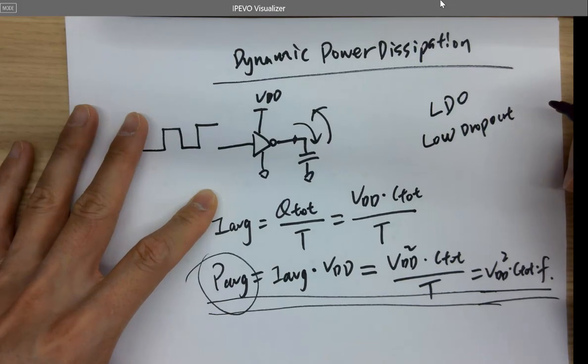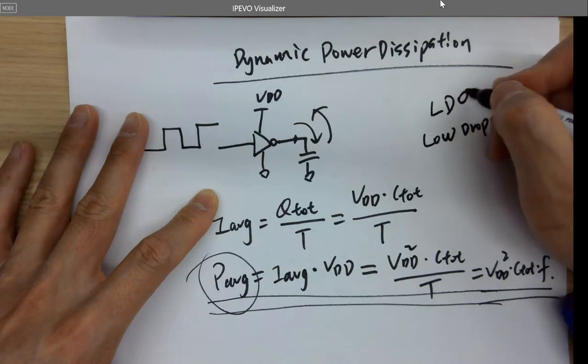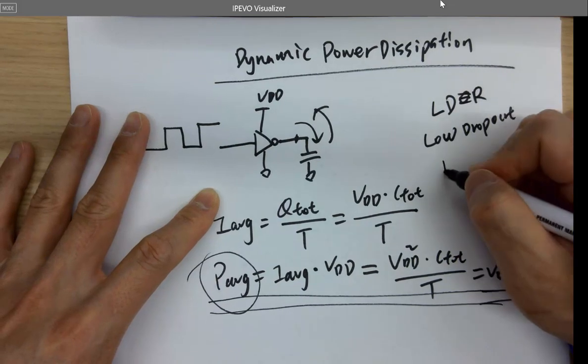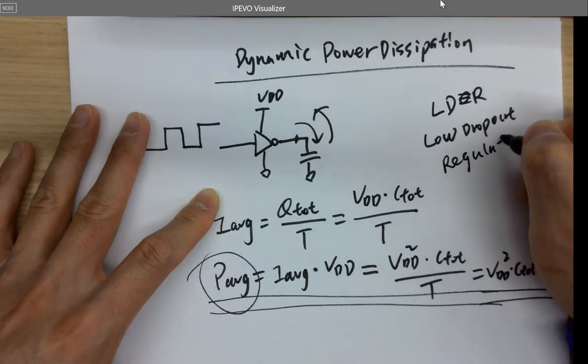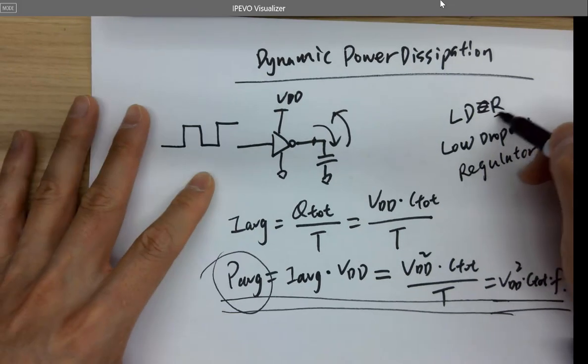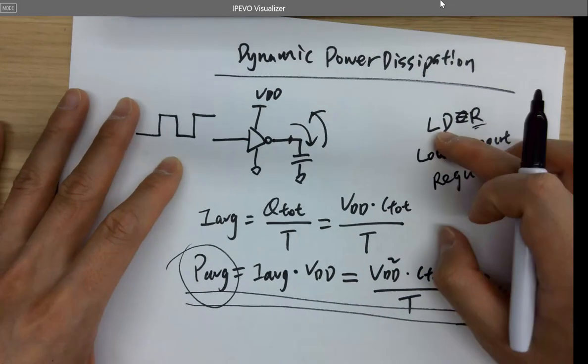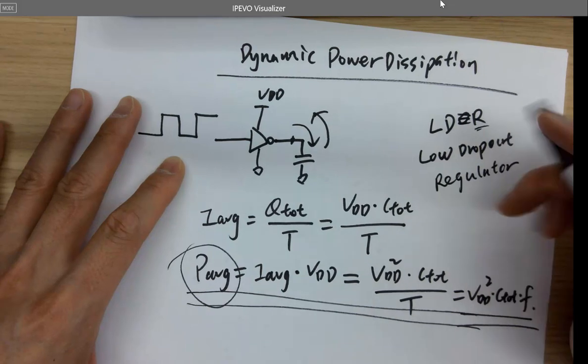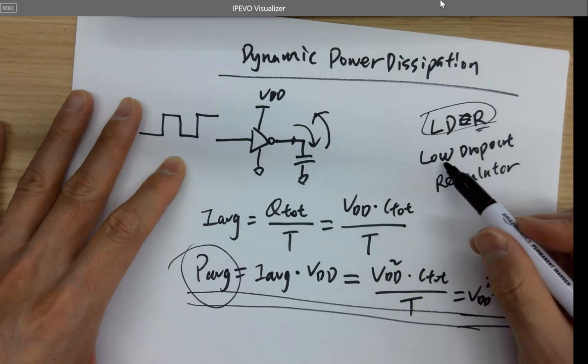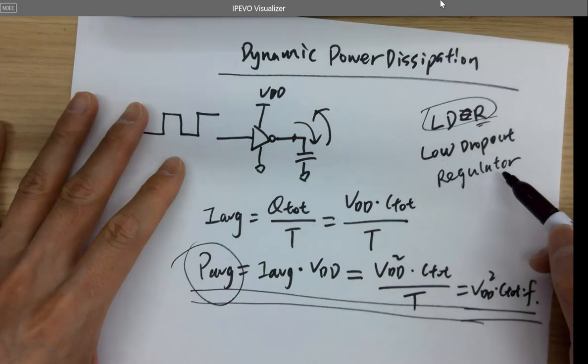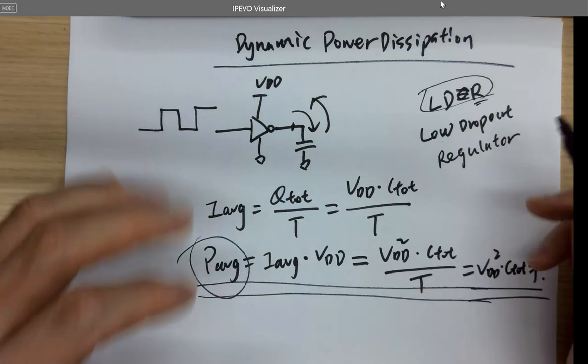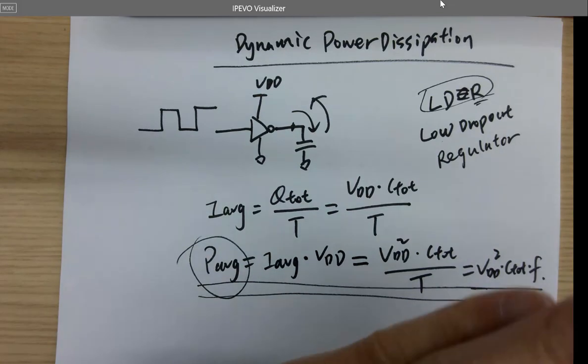LDO, LDR. I might be wrong, I forgot. I think it's LDO, but I don't know what it all stands for. Anyway, it's called low dropout regulator. It's a voltage regulator being put in the chip, instead of the regulator you have been using for microcontrollers, right?